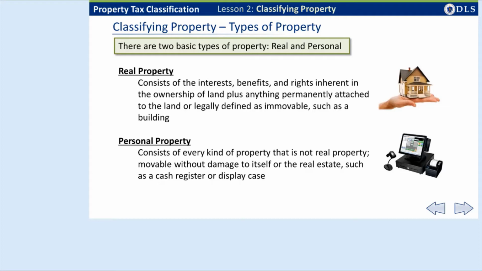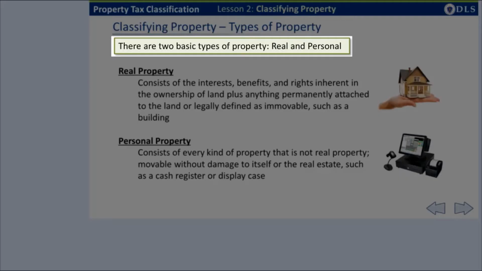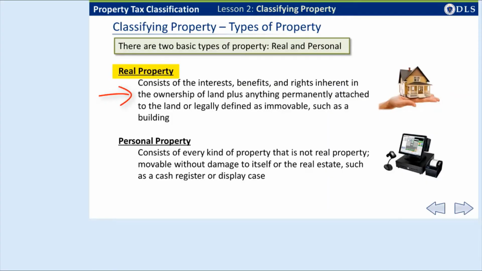Setting out to classify property, remember there are two basic types of property: real property and personal property. Real property consists of the interests, benefits, and rights inherent in the ownership of land, plus anything permanently attached to the land or legally defined as immovable, such as a building. Personal property consists of every kind of property that is not real property, movable without damage to itself or the real estate, such as a cash register or display case.